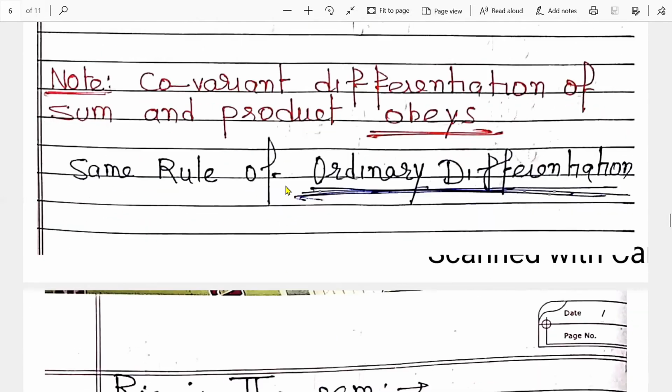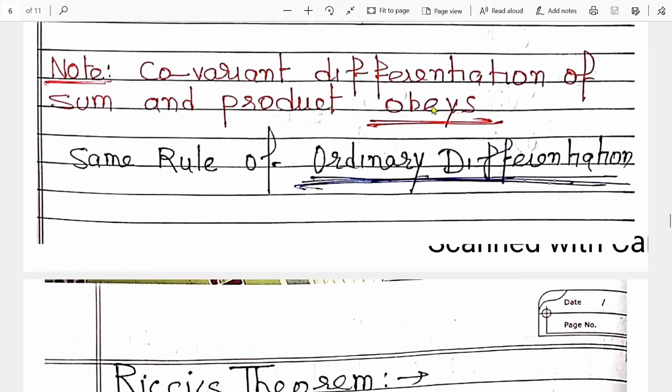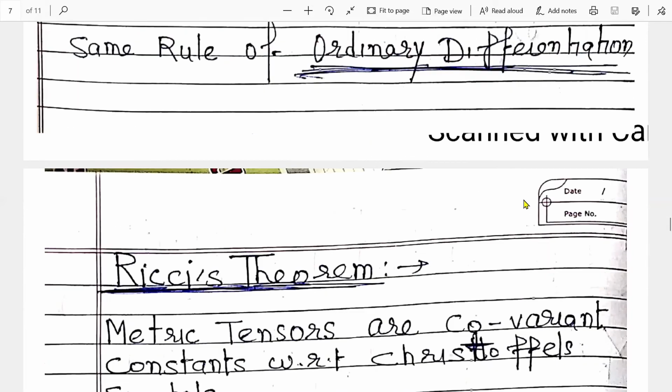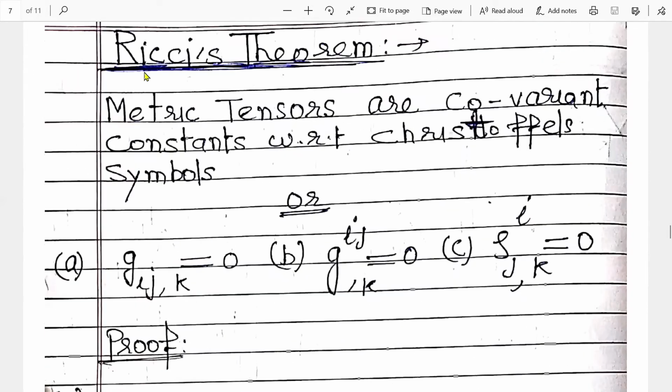Now, next, covariant differentiation of sums and products. It obeys the rules of ordinary differentiation, so that we already know that the simple rules of differentiation are applicable in covariant derivative. This is a very important result expected for examination. Now what is this? This is called Ricci's theorem. Metric tensors are covariant constant with respect to Christoffel symbols.